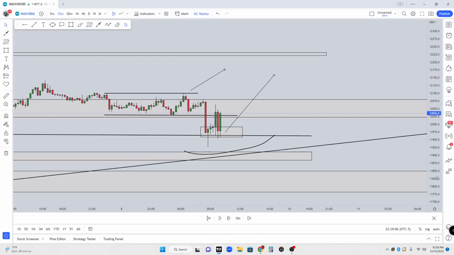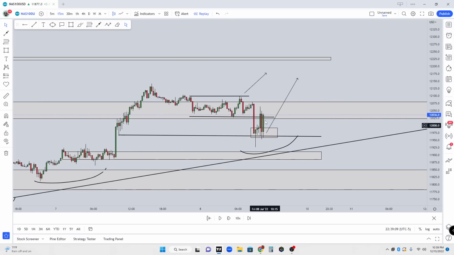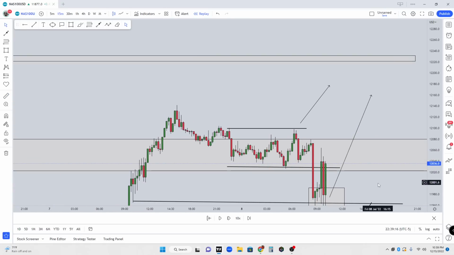And these 15-minute moves are huge. They're very big. I mean, how many points is this? Jesus. All right, so let's keep it moving here.